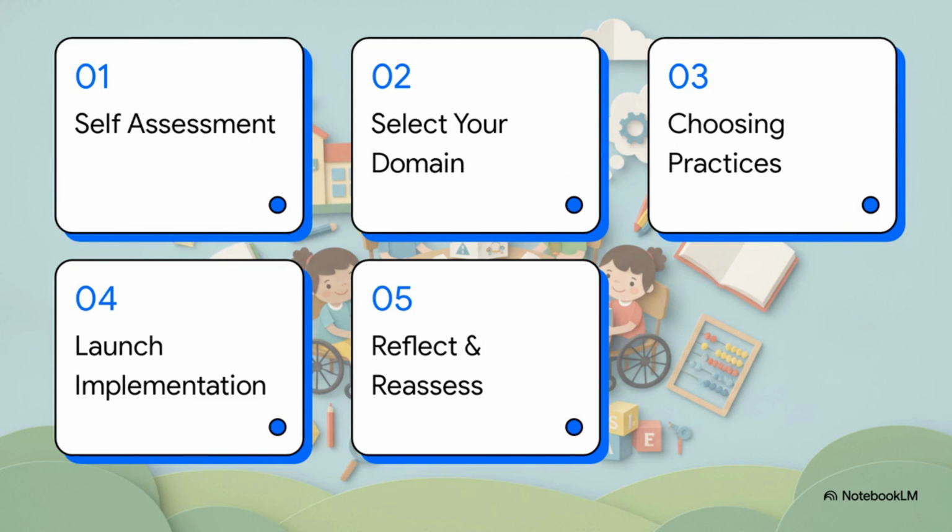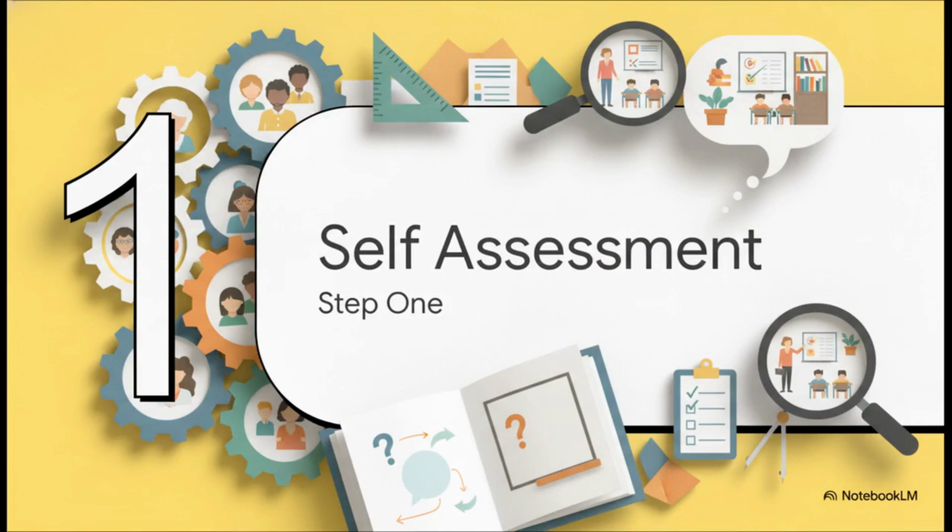To get us from chaos to clarity, we're going to follow a simple 5-step roadmap. Step 1 is self-assessment. Step 2, select your domain. Step 3, choosing practices. Step 4, launching implementation. And Step 5, reflect, reassess, and continue. Let's jump right into Step 1, self-assessment.